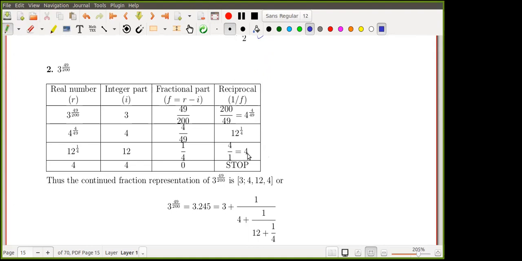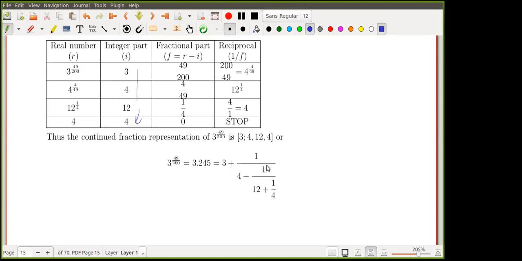We take the reciprocal, which is 4. We are sure that very soon, since it's a whole number, the fractional part is 0. We put it there with this integer part, the fractional part is 0. We stop, and then we collect the entries here, A0, A1 is 4, A2 is 12, and A3 is 4.